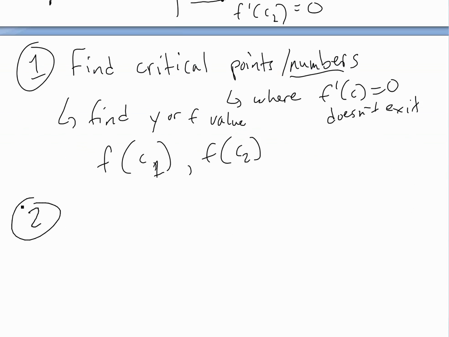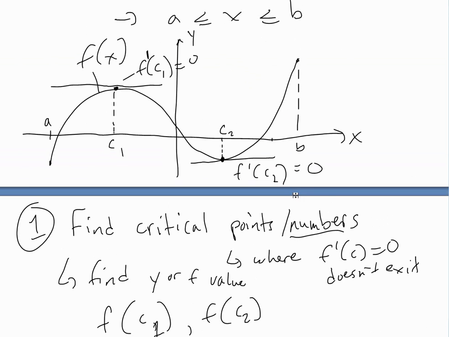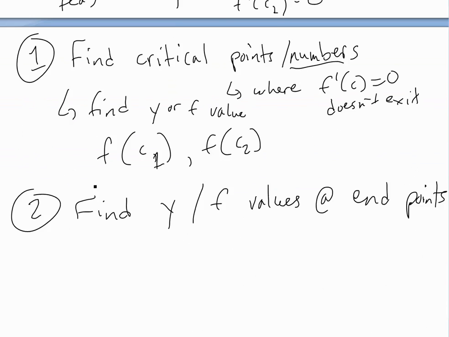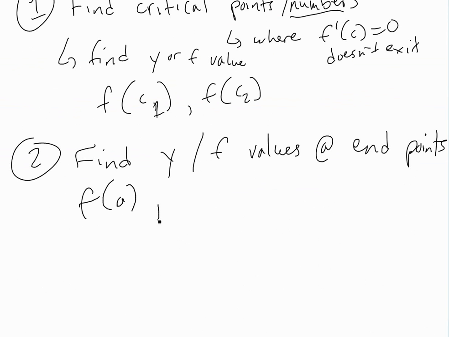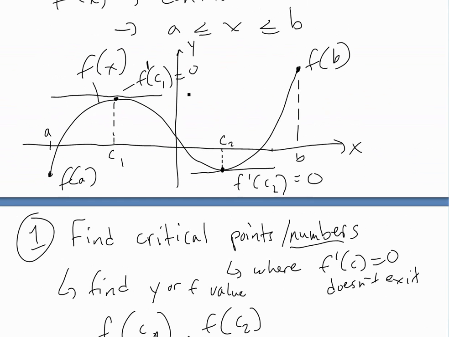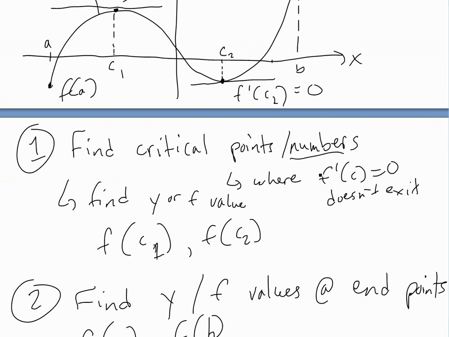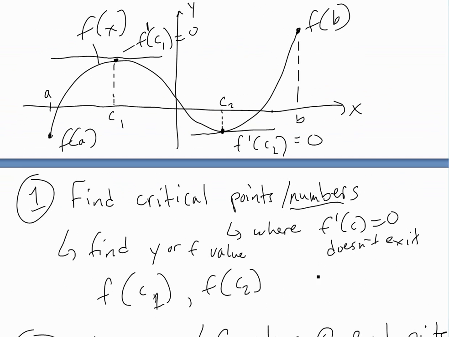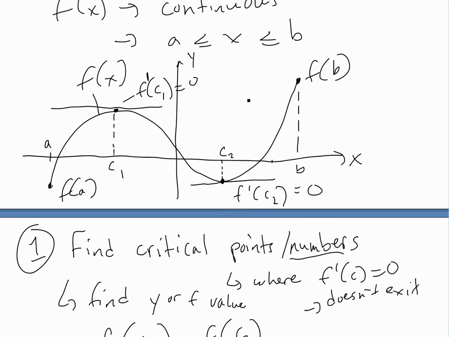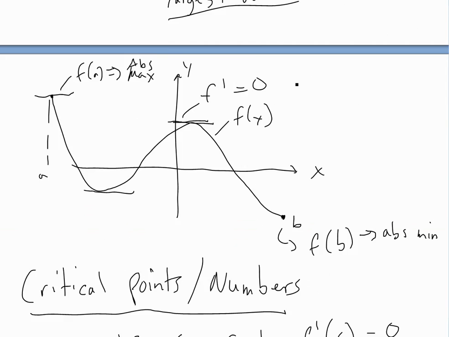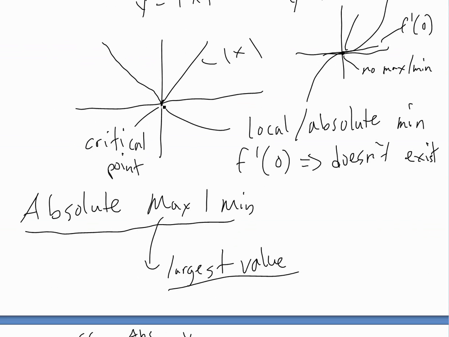And then for part 2, we have to find the endpoints. Find the y or f values, using them interchangeably, at the endpoints. In this case, one of the points is f of b, and this one right here is f of a. So then we get f of a and f of b. Also remember that we are finding where it's 0, and also where it doesn't exist, such as with an absolute value function. If you have something like that, make sure you add it to your critical points.